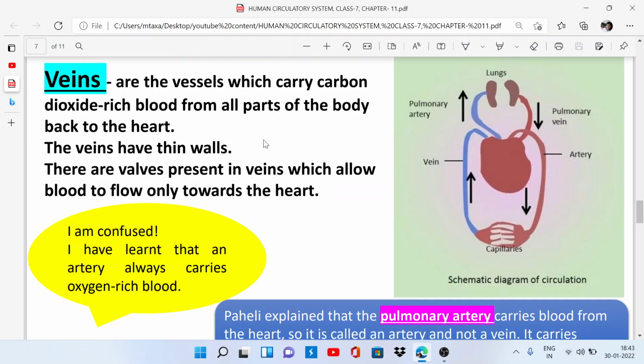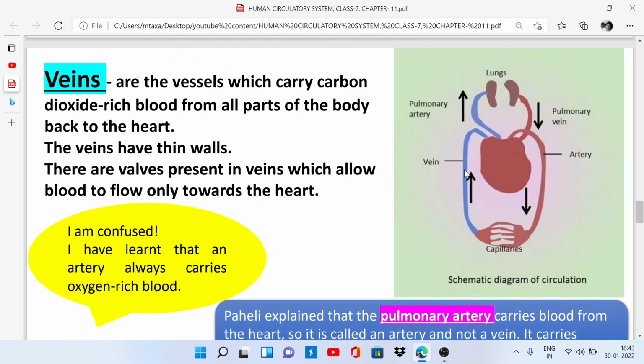Now let's discuss another type of blood vessel, which is the veins. Veins are the vessels which carry carbon dioxide rich blood from different parts of the body back to the heart. Because these veins carry blood from body cells, there is not much high pressure. That's why they have thin walls. There are valves present in the veins which allow the blood to flow only towards the heart, or we can say only in one direction.